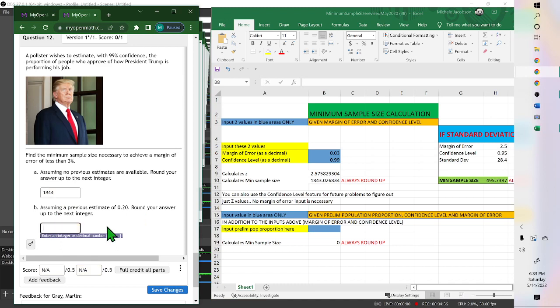Part B says, assuming a previous estimate of 0.2, round your answer up to the next integer. So this one's giving us a previous estimate, a preliminary population proportion. When that happens, then we plug it in here, 0.2. And then our sample size is a little smaller, because we have an idea of where it's going to round. But again, still round up, so 1180. And those are all of the types. So you just have to be careful what you're given, and that's what part you'll plug it into.